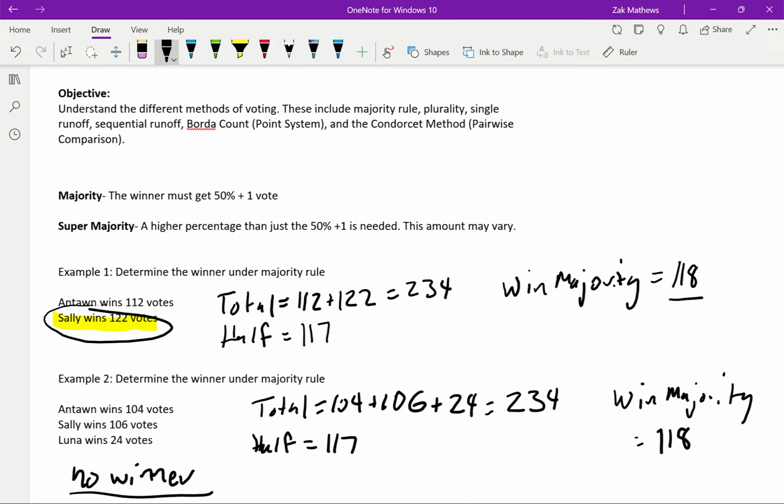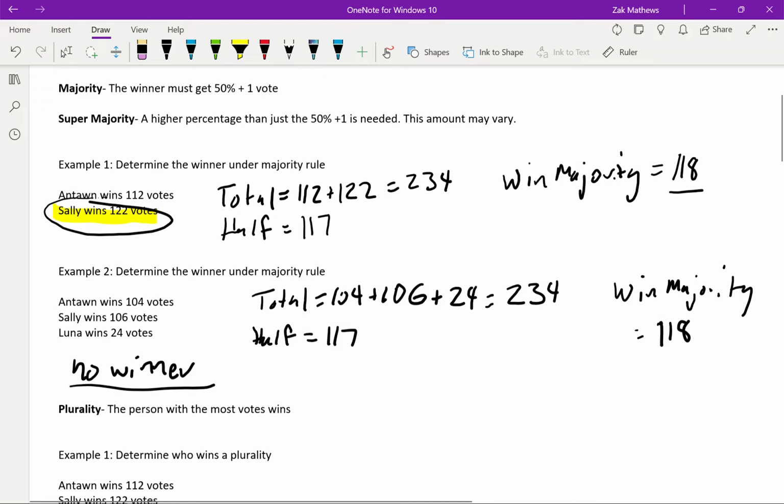And this is one of the challenges of the majority rule, is that we can have a whole election and nobody reaches that majority. If we have more than two candidates, in fact, there's a good chance that we won't. And so then the question becomes, okay, well, what do we do from here? We have to have some way to narrow down to a winner. And so this is where we get into those other methods.